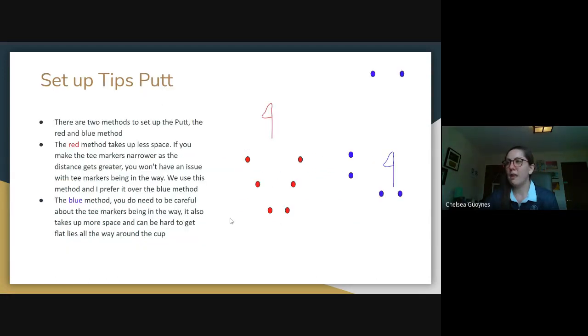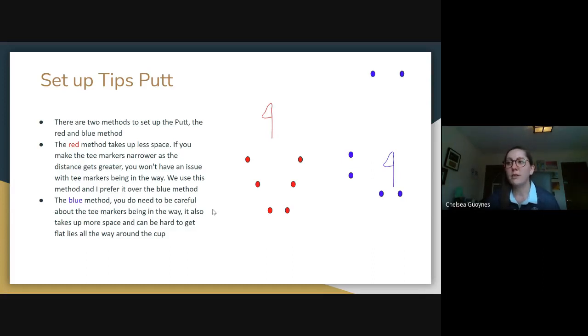All right. So there are two different ways to set up the putt station. We have a red way and a blue way outlined here. The red way is my preferred method. I really enjoy setting up the putt competition in this way for quite a few reasons. It takes up a lot less space on the putting green.